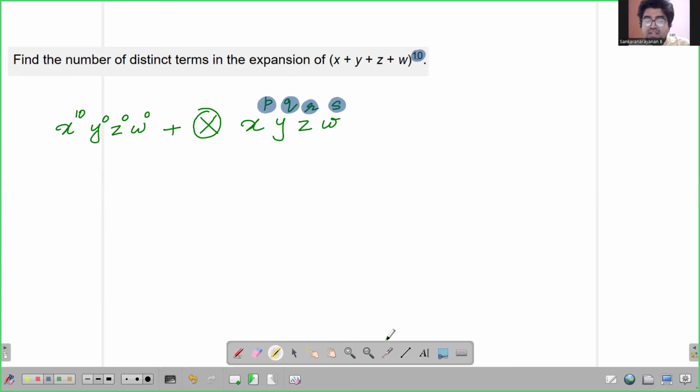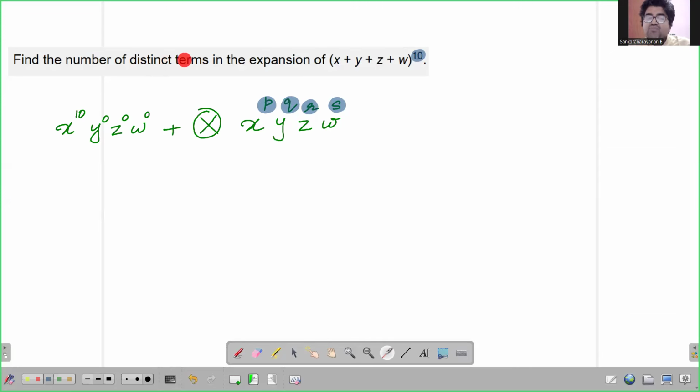You got my point? Here, x power 10, 10 plus 0 plus 0 plus 0, the total is coming as 10. Like that, you will see a term where it will be x power 0, y power 10, z power 0, w power 0. So that is y power 10. That y power 10 alone is going to be there. Likewise, z power 10 will be there, and w power 10, another term will be there.